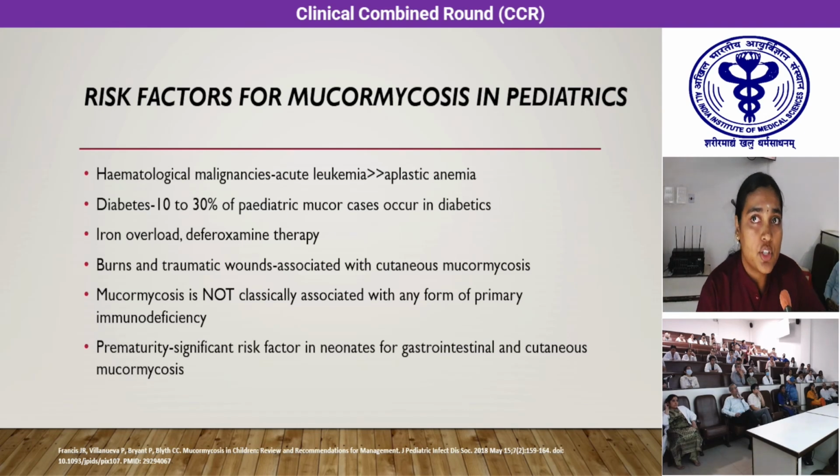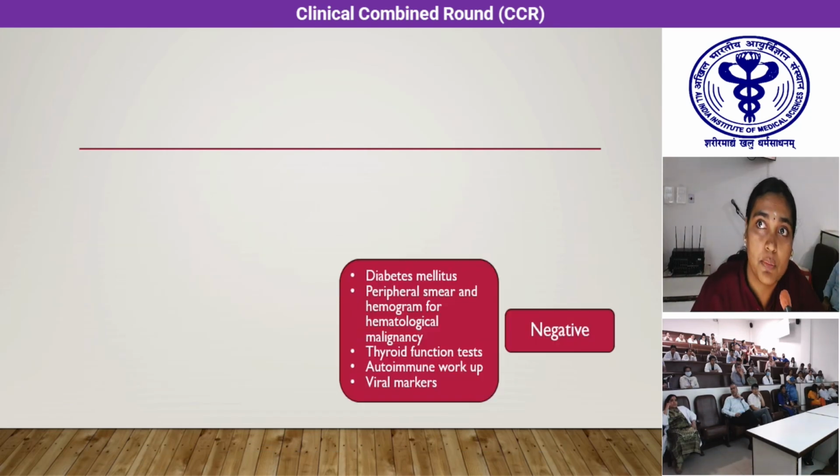And burns and traumatic wounds are associated with cutaneous mucor. Mucormycosis is not typically associated with any form of primary immunodeficiency. In newborns, prematurity is a significant risk factor for gastrointestinal and cutaneous mucormycosis.